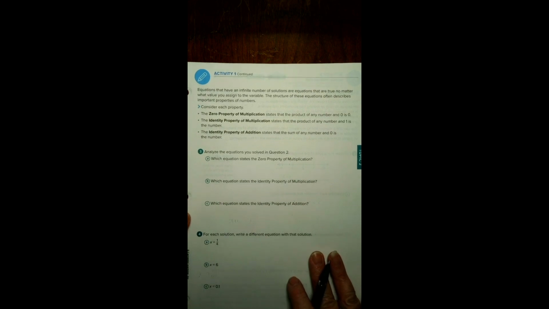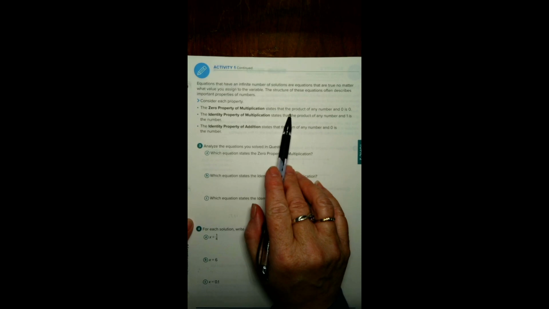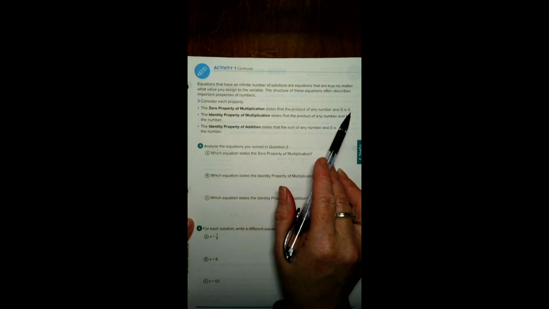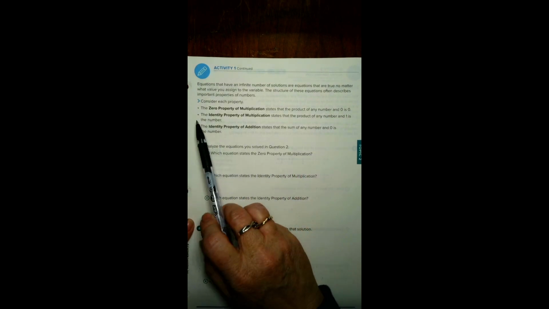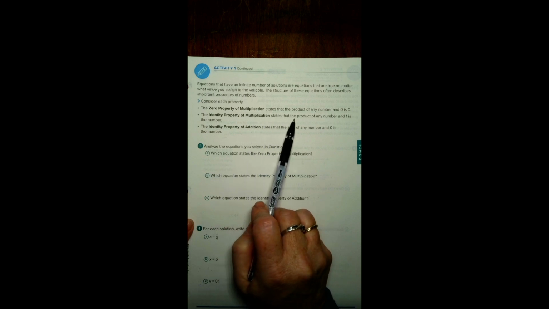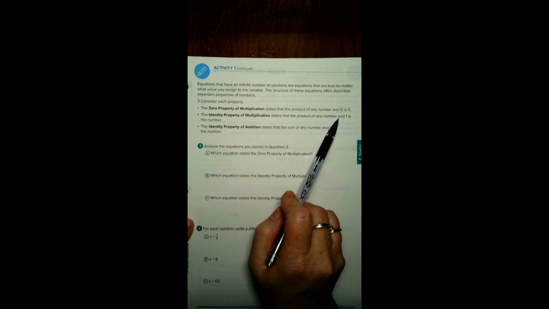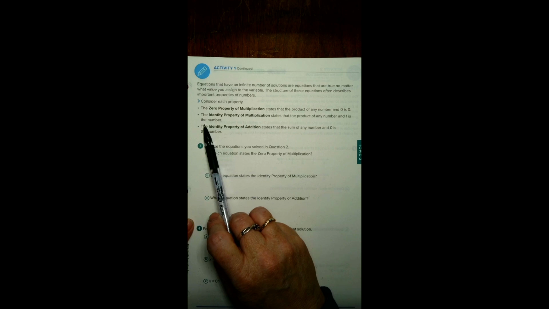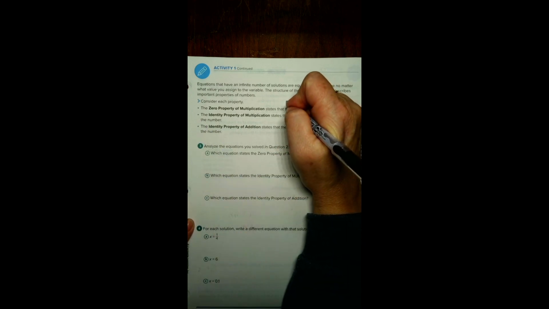Okay, then there's one more page for this one. Equations that have an infinite number of solutions are equations that are true no matter the value you assign to the variable. The structure of these equations often describe important properties of the numbers. Consider each property. So the 0 property of multiplication states that the product of any number and 0 is 0. We just did that one.